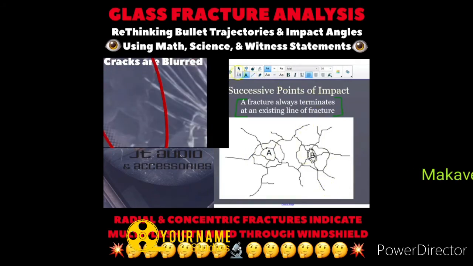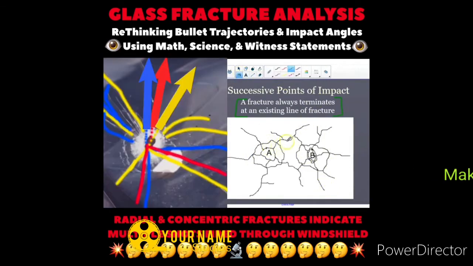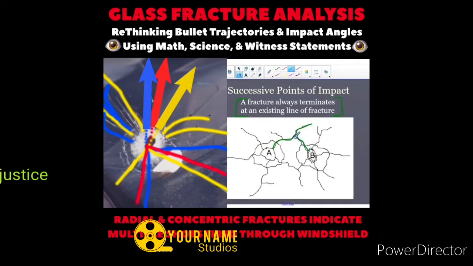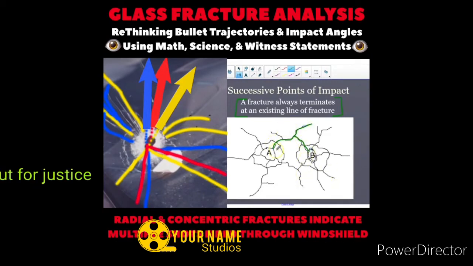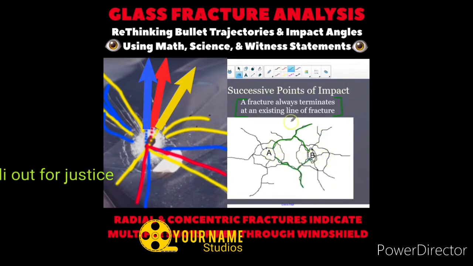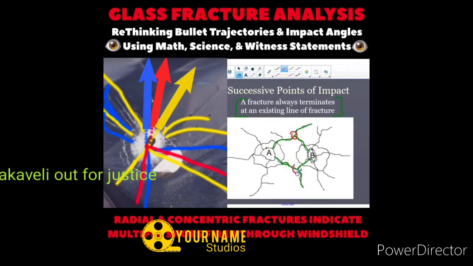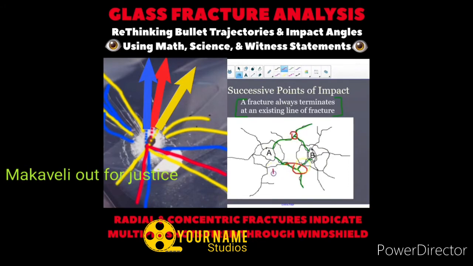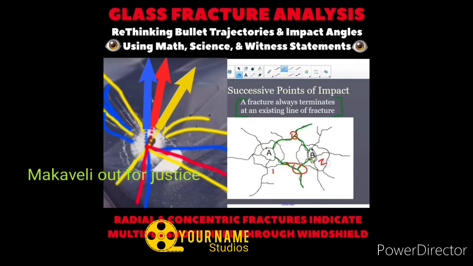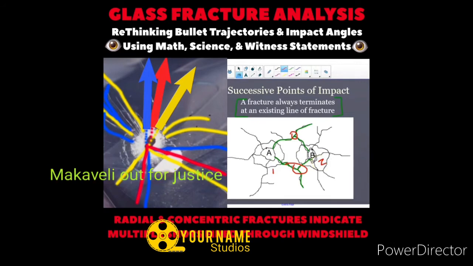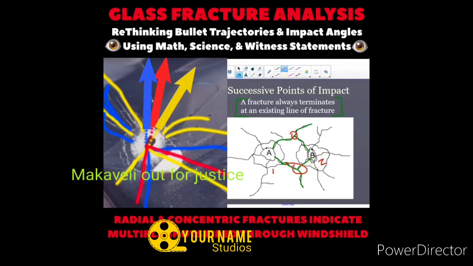And here's how we can tell. Right here is a radial fracture that's going out. It goes, and then B happens, and its radial fracture goes, and it stops right there, which means A's was there before B was shot. So A was the first shot, B was the second shot. So there's two points, one's right here, and one's right here, that both show that this was the first shot, and this was the second shot over here. Because a fracture always terminates where there's already an existing line of fracture there.